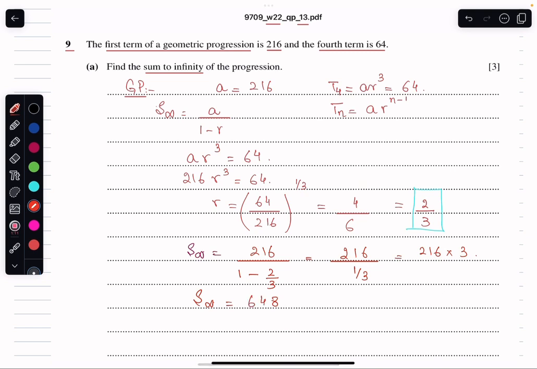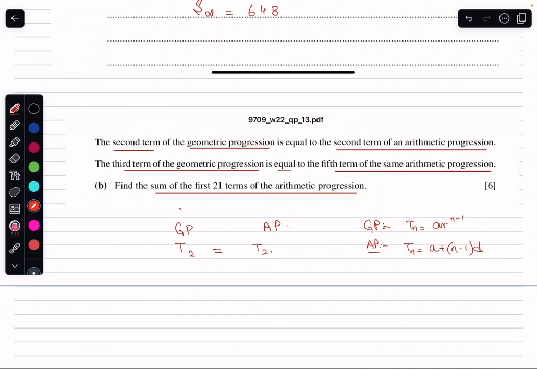648 here. The second term of the geometric progression is equal to the second term of an arithmetic progression. So here we should know that for a geometric progression, the nth term is given by the formula Tn equals ar to the power n minus 1, and an arithmetic progression has the term formula a plus n minus 1 times d.